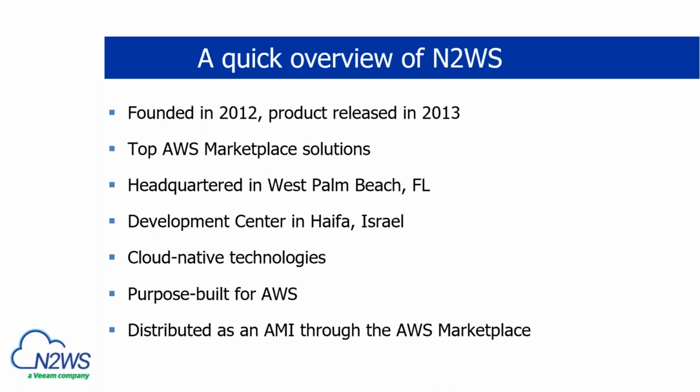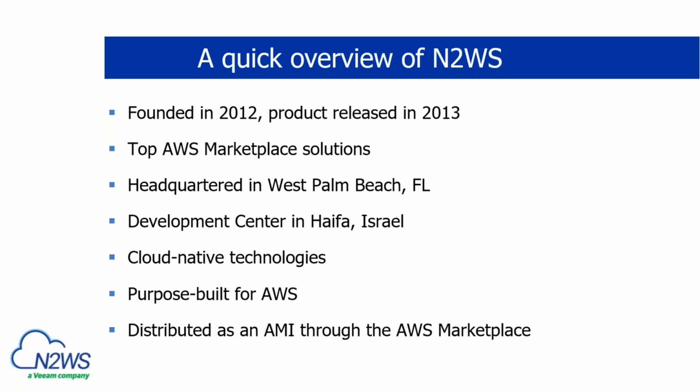Let me give you a quick overview of N2WS. We were founded in 2012. The first version of our product was released in 2013, so we've been around for quite a long time. We are the top-rated backup solution in the AWS Marketplace. We're also headquartered in West Palm Beach, Florida. We have a development center in Haifa, Israel. And also, we have several different satellite offices across the world.